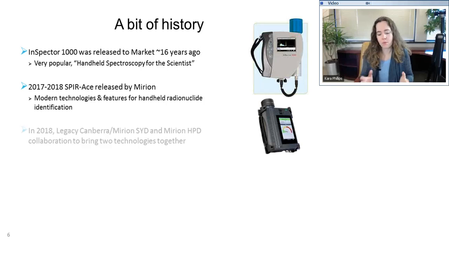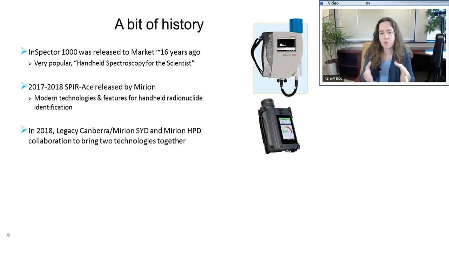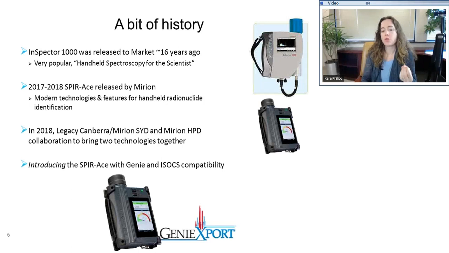So, if you remember, Canberra and Mirion joined a few years ago, and that gives us a lot of really great opportunities. And this is one of them because we, being legacy Canberra, now Mirion spectroscopy division, wanted to say what kind of new offerings could we give to in situ measurement users. Can we take the SPIR-Ace device that has a lot of really great integrated and modern features and also bring quantification to it? And that's what we're introducing today, the idea of the SPIR-Ace with Genie and ISOCS compatibility. They're calling it GenieXport.